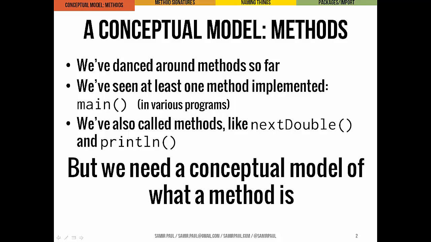We've danced around exactly what they are so far, but I'm guessing you have a sort of intuitive idea of this, right? We've seen at least one method that we've implemented, and that method is the main method. And we've done this in a couple different programs, but we've also called methods that we don't really know how they're implemented. Like we've used a scanner object's nextDouble method, and we've used the println method from a System.out object. But it would be helpful if we had a better mental model of what a method exactly is.